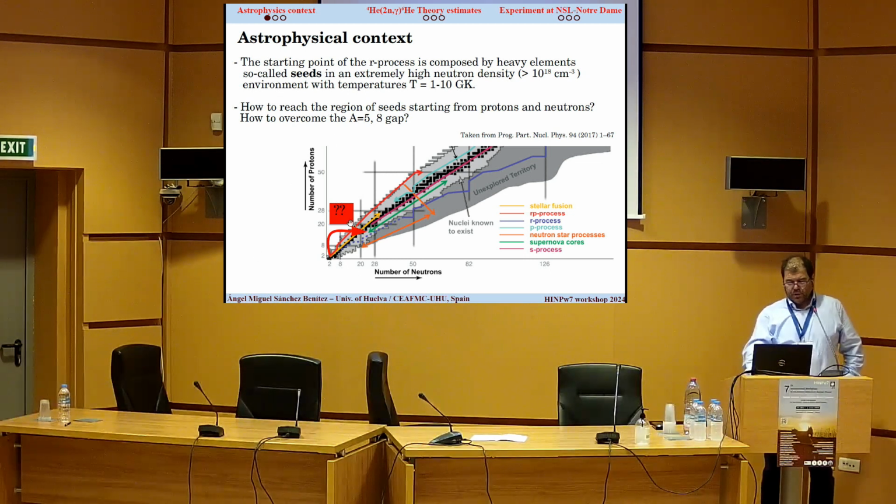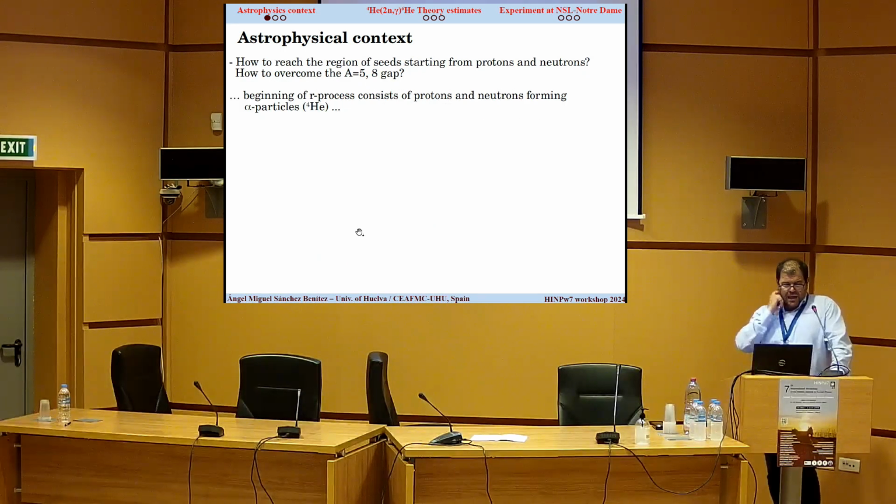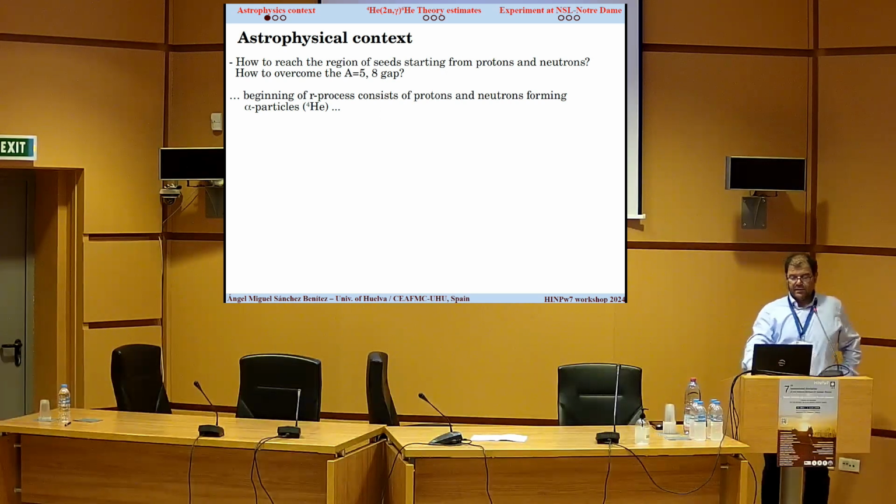So the point is how to reach the starting point of the R process, the A equals 60 region of the chart of nuclei, starting from alphas and neutrons. Sorry, not protons and neutrons, but alphas and neutrons. So we have to overcome this gap at A equals 5 and 8. How to reach from this part to this part? The question is how to overcome this gap at A equals 5 and 8.